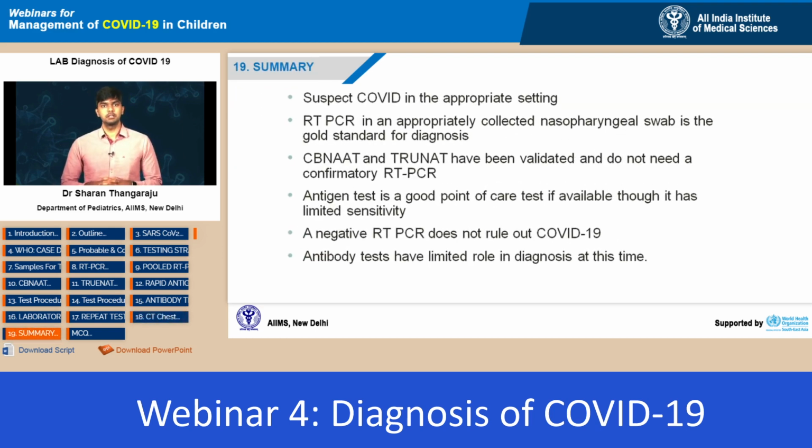To sum up our presentation, RT-PCR in an appropriately collected nasopharyngeal swab is the gold standard for diagnosis. CBNAT and TrueNAT have been validated and do not need a confirmatory RT-PCR. Although not very sensitive, rapid antigen test is emerging as an ideal point of care for screening. A negative RT-PCR does not rule out COVID-19 infection, as a single RT-PCR test has a sensitivity of around 80%. Antibody tests have no role in diagnosis of active infection.